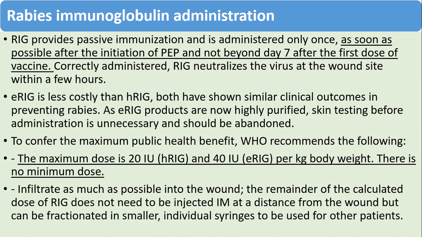To ensure the maximum public health benefit, WHO recommends that the maximum dose for human immunoglobulin is 20 international units, while the equine is a bit larger dose, 40 international units. Infiltration is maximum into the wound; the remaining calculated dose is not needed, against the previous guidelines. In the past, we have been injecting half of it around the wound and half into the muscles, and now the recommendation is that there is no need for injecting intramuscularly, only infiltration around the wound.